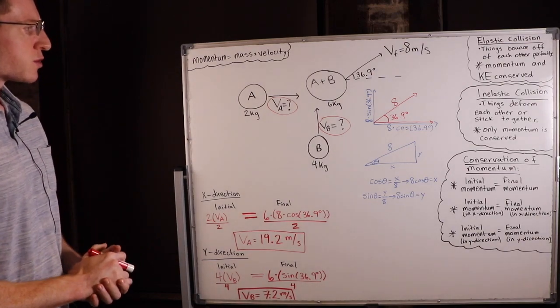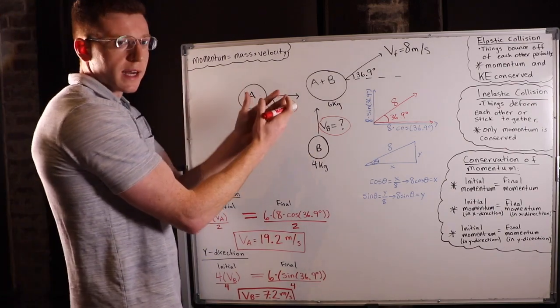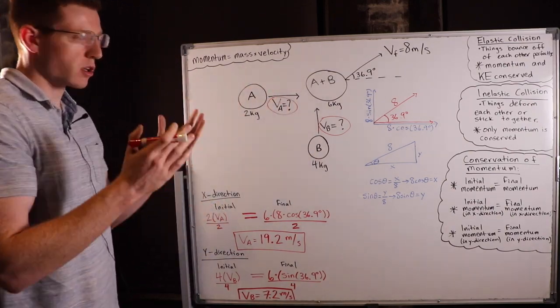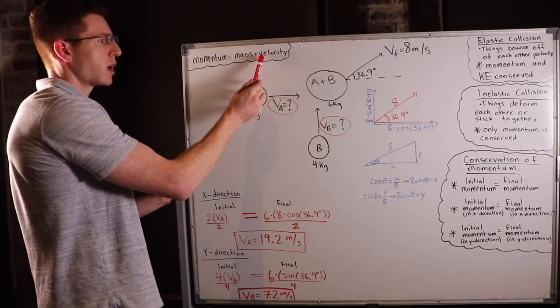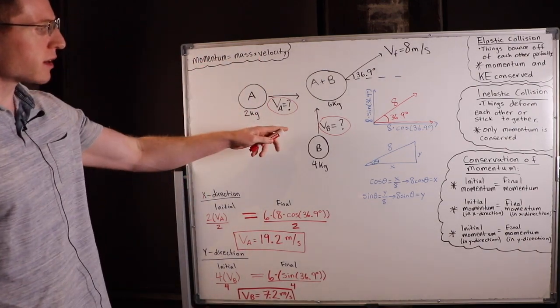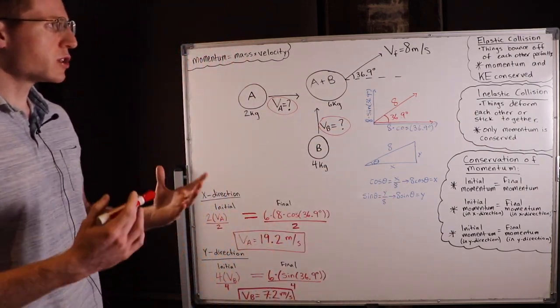So the first thing you have to recognize here is that this is a momentum problem because things are colliding. Whenever you have a physics problem where things are colliding, it's a momentum problem. And momentum is mass times velocity. And in particular, this is an inelastic collision. And there are two types of collisions.